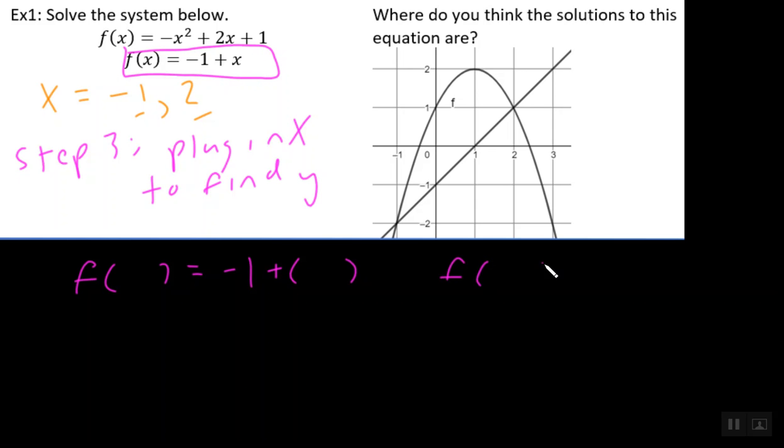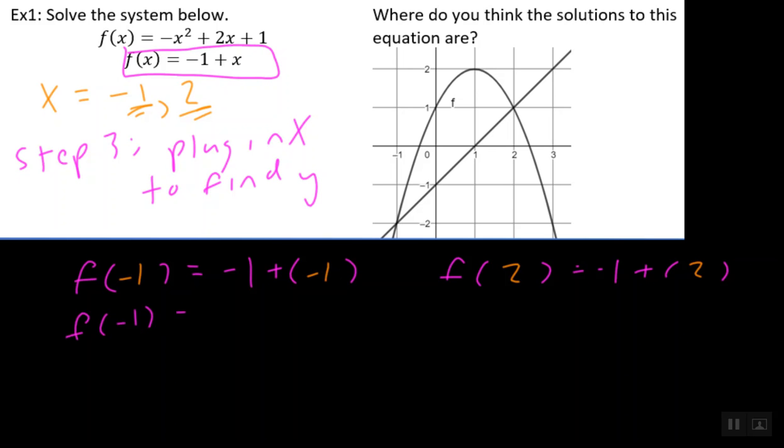And I would actually write it twice. F of x equals negative 1 plus x. And I would write it twice because, remember, we have two x values that we have to evaluate, negative 1 and positive 2. Okay, let's see what happens when we do this.